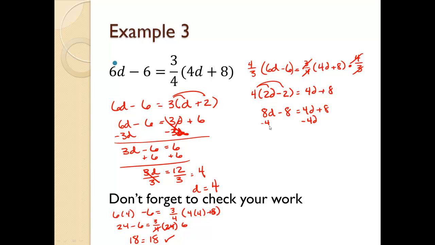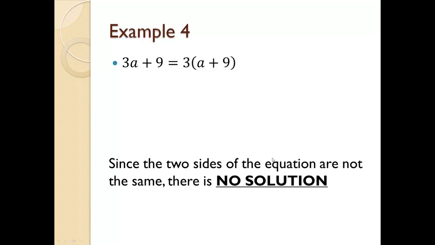Get your variables on one side, your numbers on the other. Now notice I'm just kind of doing it all at once. Once you get good, you can do that and save yourself a little bit of space, which will leave you with 4d equals 16, and again, d equals 4, because you divide both sides by 4. So you come up with the same answer either way, whichever you prefer.